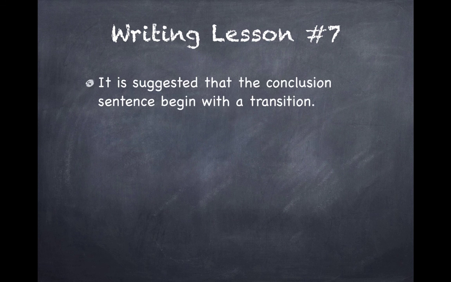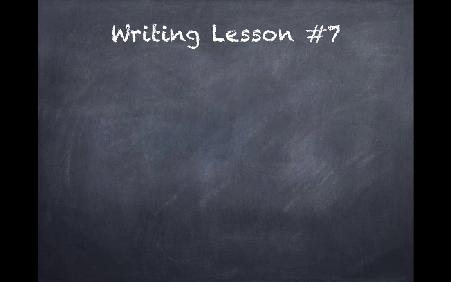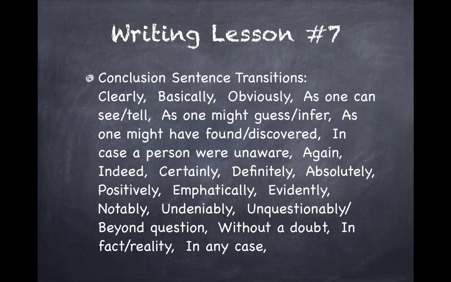Now, as we're moving along, it's suggested that when you write your conclusion sentence, you want to begin with a transition. So again, we want to try to go away from those overused transitions, particularly the conclusion transitions. Everyone likes to use in conclusion, so let's avoid those. So what are some better alternatives? Well, here are some options for you. You can put clearly, basically, obviously, as one can see, as one can tell, as one might guess, as one might infer, as one might have found, as one might have discovered, in case the person were unaware.